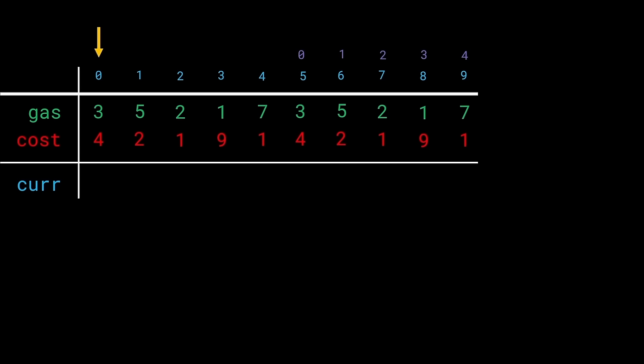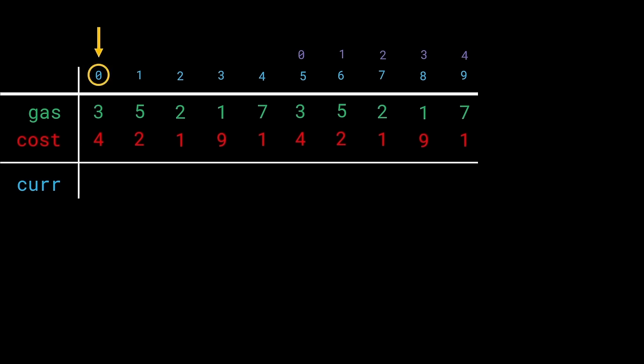All right, let me walk you through the solution. It'll make a lot more sense. So let's go ahead and say that 0 is the starting index. 0 is the station I'm going to assume, which is going to lead me to station number 5. All right, I'm going to assume that. So let's go ahead and mark this. This is our starting index.